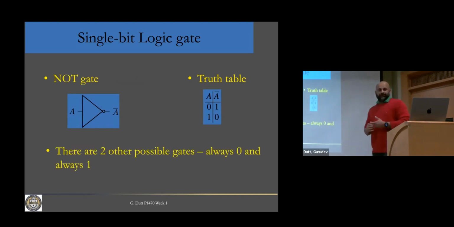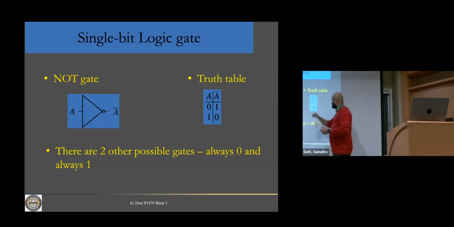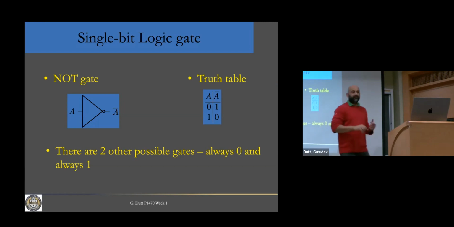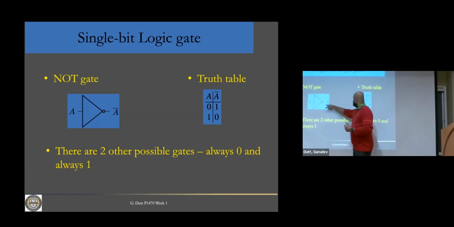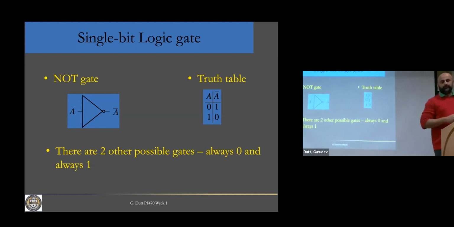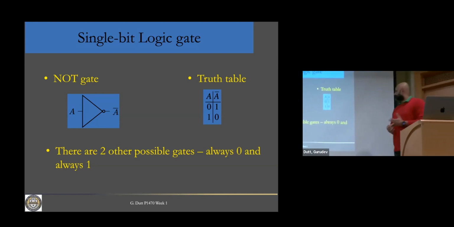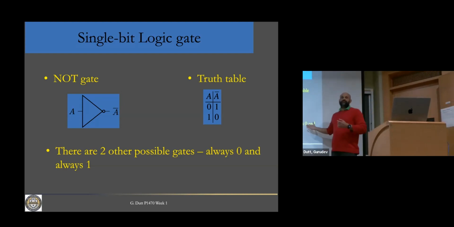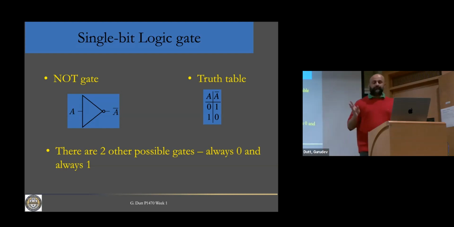The NOT gate, as you pointed out, will be the one that flips those two. So 0 goes to 1, 1 goes to 0, and we denote that with a triangle with a circle at the end. The notation, as we have said before, is A goes to A bar. And then there are two other possible gates, which you can think of as constant gates. If you have 0 or 1, the output is always 0, or if you have 0 or 1, the output is always 1. So those are the four possible single-bit logic gates.